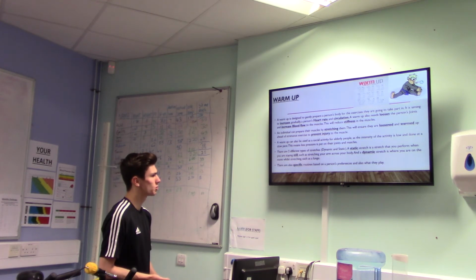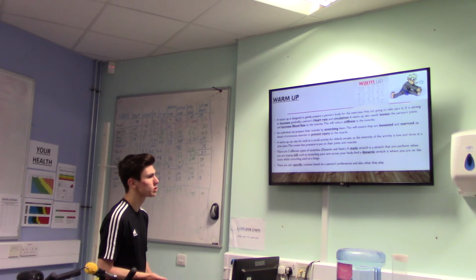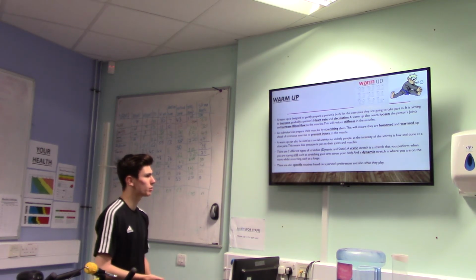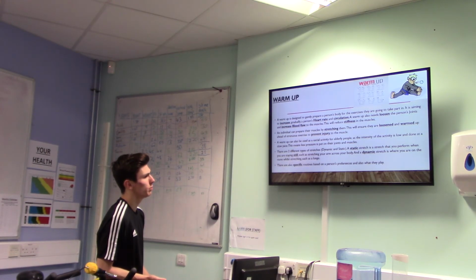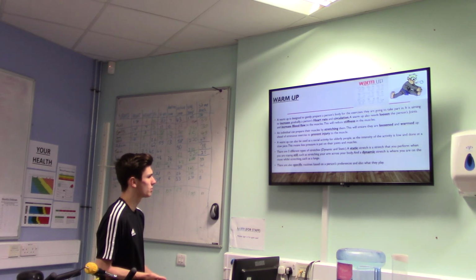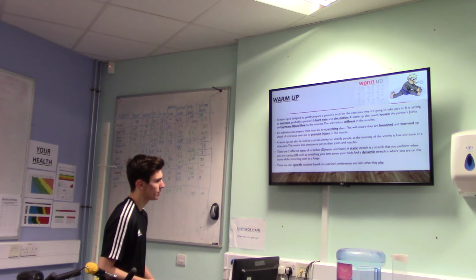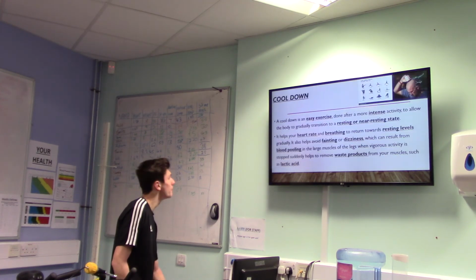This means less pressure on their joints and muscles. There are 2 types of stretches. You have dynamic and static. A static stretch is a stretch that you perform when you're staying still, such as pulling your arm across your body. And a dynamic stretch is where you are on the move while stretching, such as a lunge. There are also specific routines based on the preferences and also what they play.